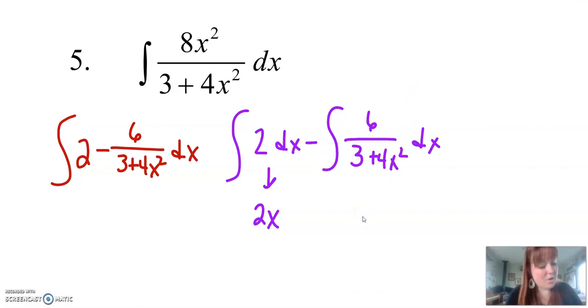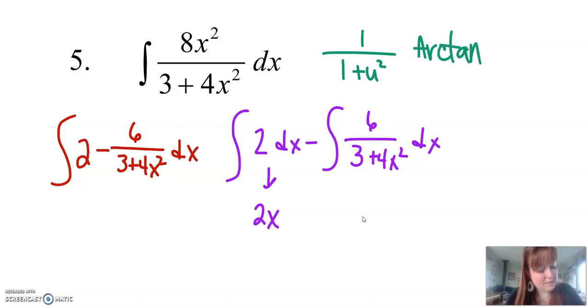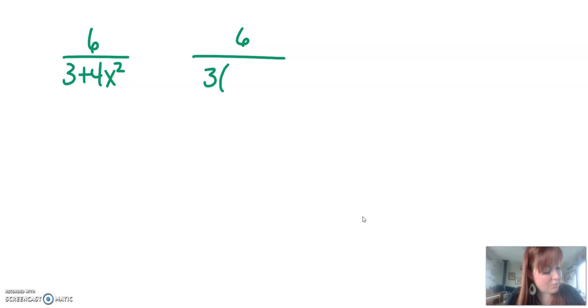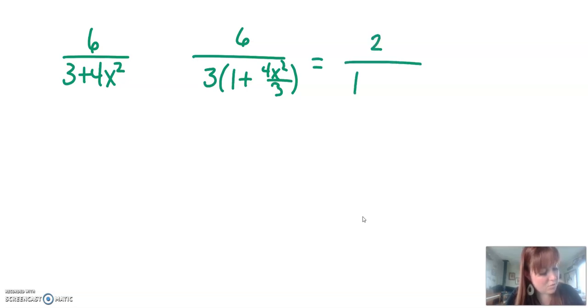It is in the form of 1 over 1 plus u squared, or it's close, right? So this is an arctan. So let's get it into that form. We already kind of did this. So 6 over 3 plus 4x squared. Okay, so let's divide by 3. So we have 6 over 3 times 1 plus 4x squared over 3. We can simplify that. So now this is 2 over 1 plus 4x squared over 3.